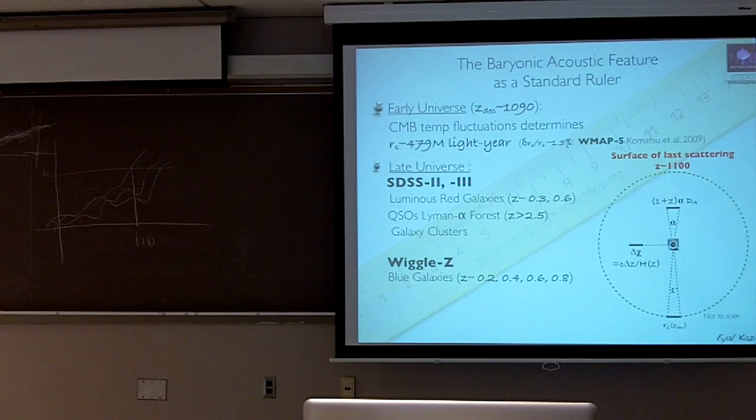Those wiggles that I showed in the temperature fluctuations, we can calibrate as a standard ruler at very high redshift. Then if we bring this ruler down to the recent universe and measure clustering perpendicular to the line of sight, we can measure the distance to the galaxy. Why is that? Because this is simple geometry. If you know this distance through the cosmic microwave background, you know the observed angle, so then you can infer the distance to the galaxy. So that's one thing you can do.